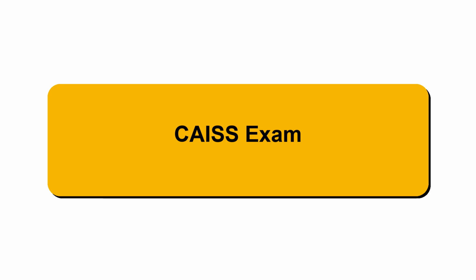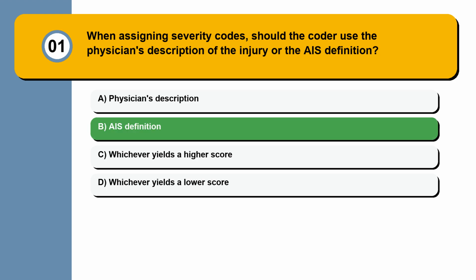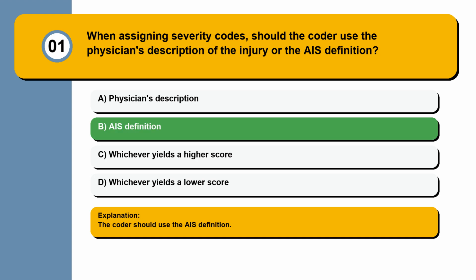CAISS Exam. Question 1. When assigning severity codes, should the coder use the physician's description of the injury or the ACE definition? Physician's description, ACE definition, whichever yields a higher score, whichever yields a lower score. The coder should use the ACE definition.